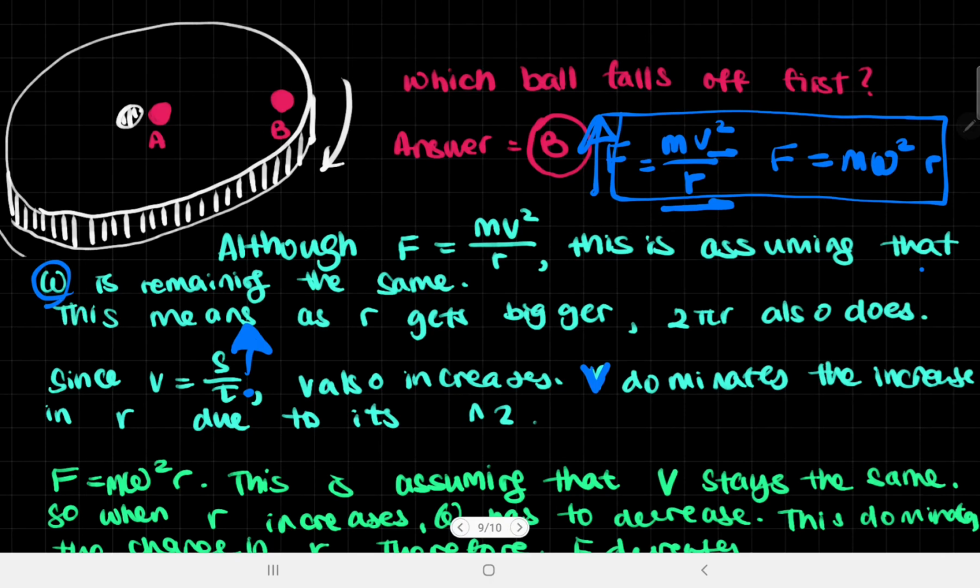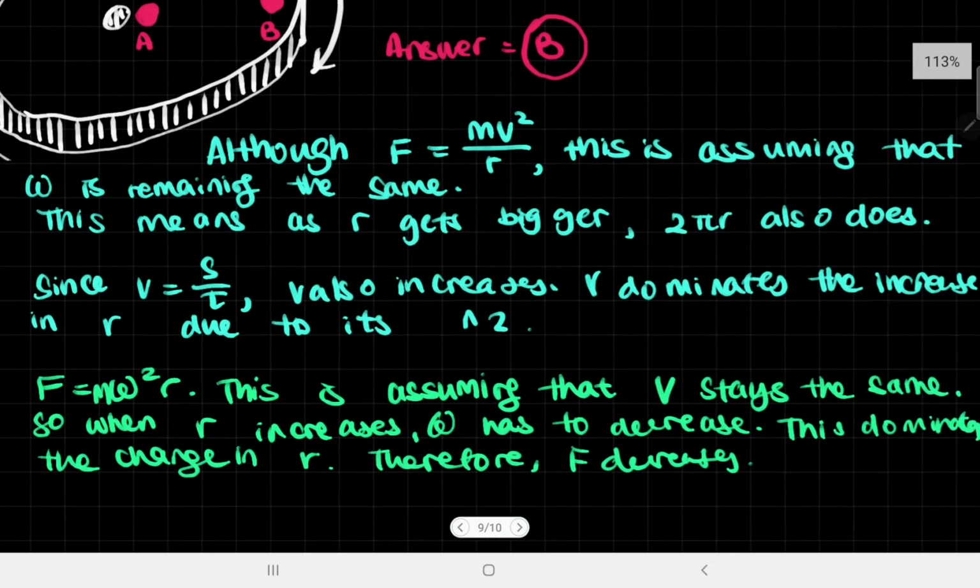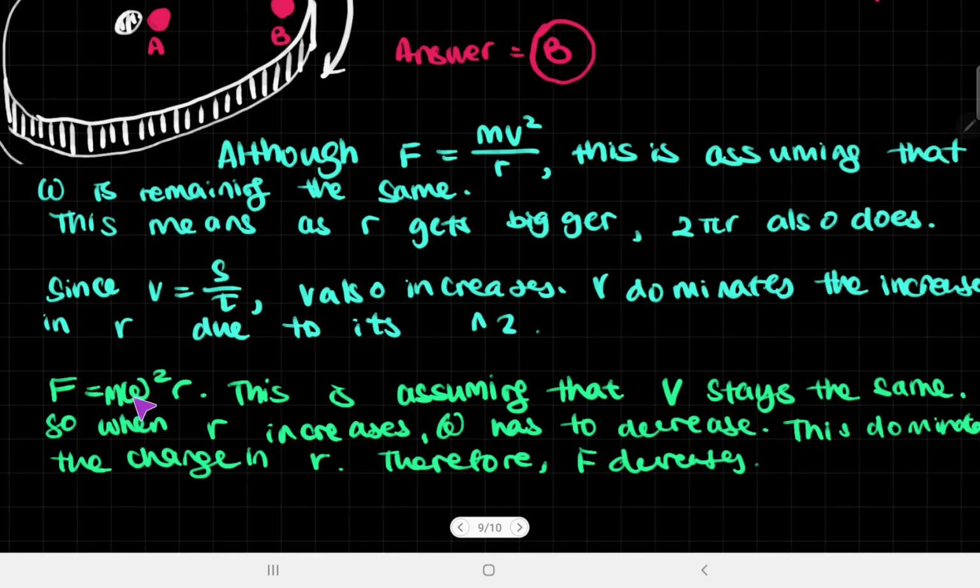We have another equation, as we've seen, and that is F is m omega squared r. And for this equation, we don't have the velocity in here. We don't have the speed in here. So we have to say that the speed remains the same. It is a fixed variable because it's not part of the equation. So when the radius increases, 2 pi r will also increase. However, because the velocity remains the same, it's traveling at the same speed, it means that omega has to decrease.